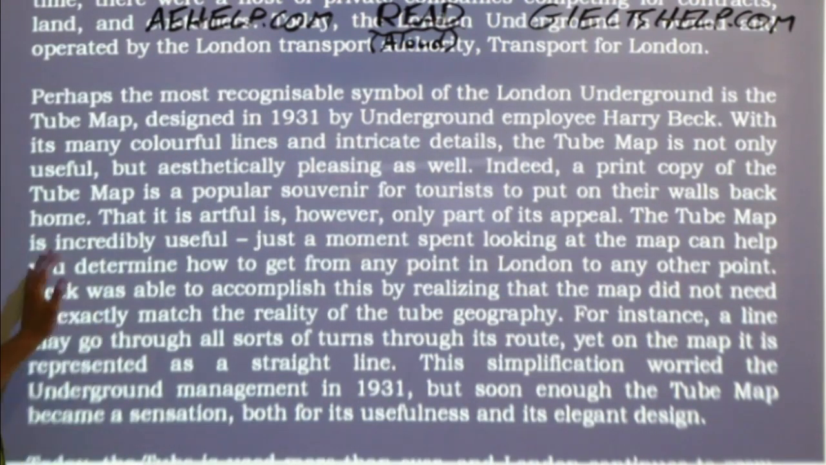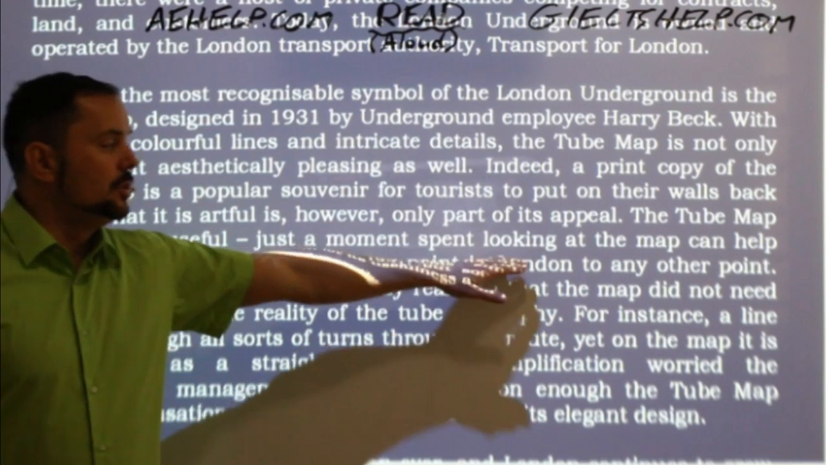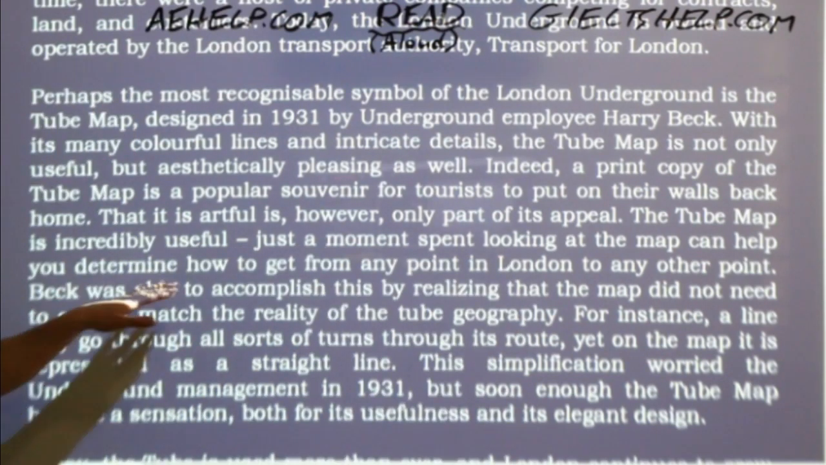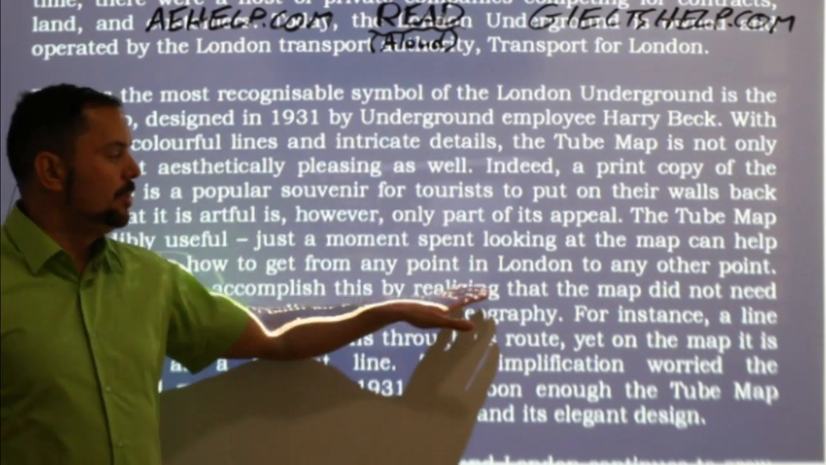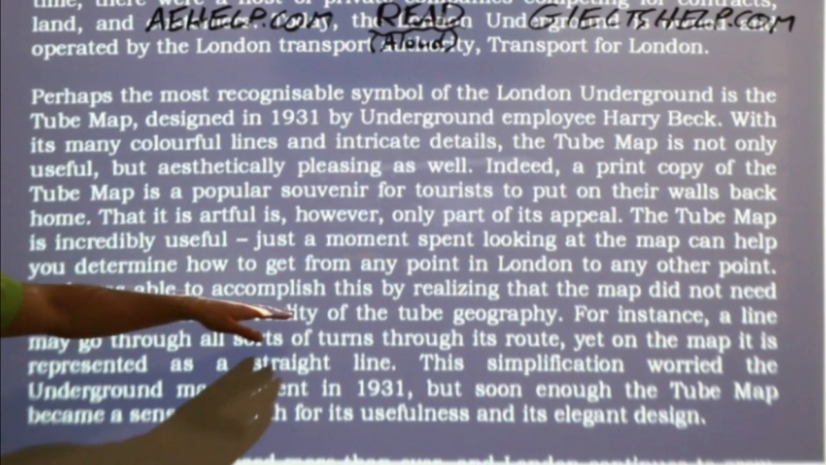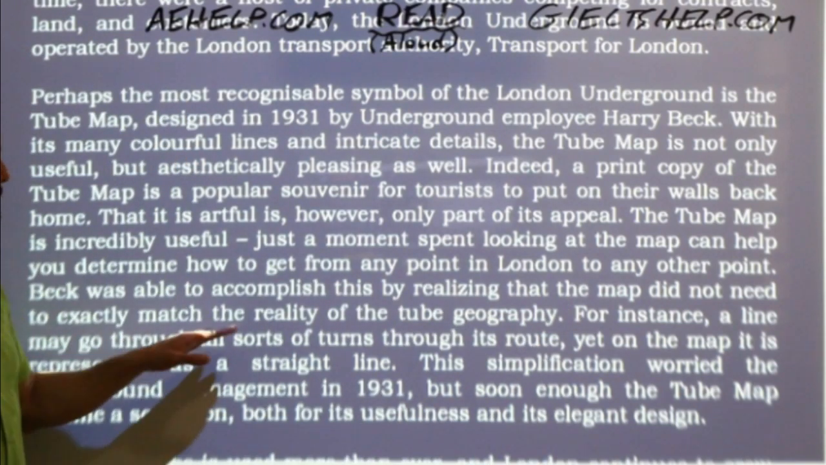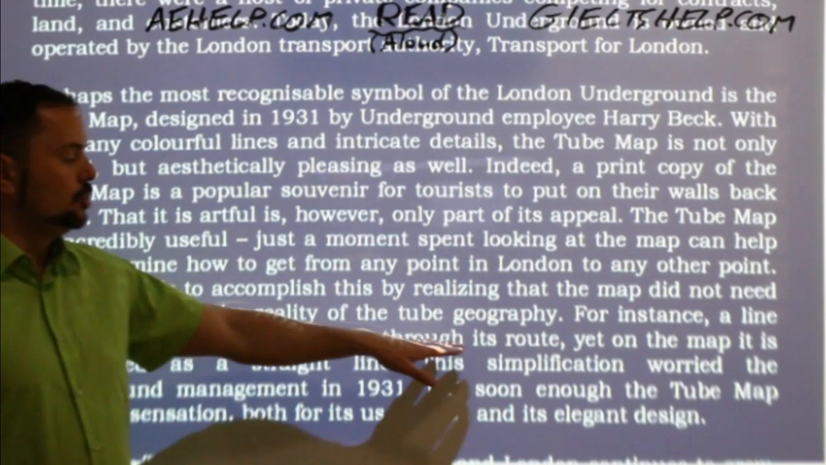That it is artful is, however, only part of its appeal. The tube map is incredibly useful. Just a moment spent looking at the map can help you determine how to get from any point in London to any other point. Beck was able to accomplish this by realizing that the map did not need to exactly match the reality of the tube geography.